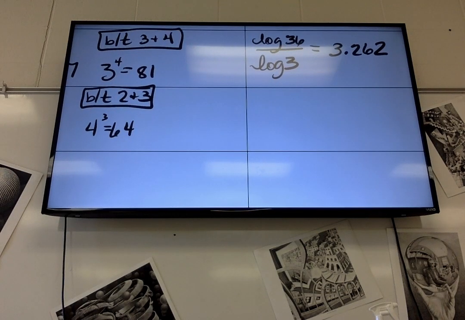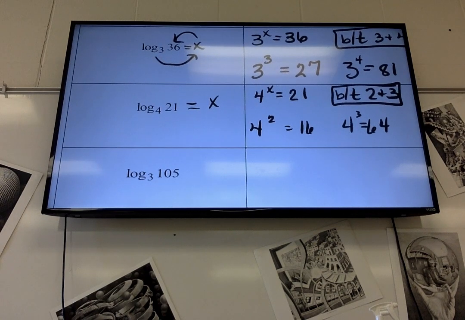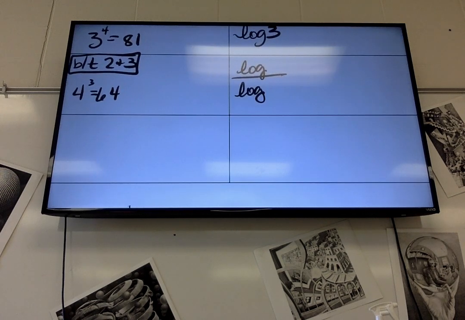Okay, so for the actual one, Jenna, it is going to be log of what over log of what? It's the big number over the smaller. Now, by big, I mean the actual size of it, not the value of it. So it's the log of 21 over log of 4. And you just type it into your calculator. And you get 2.196. Very good. And notice that's between 2 and 3.